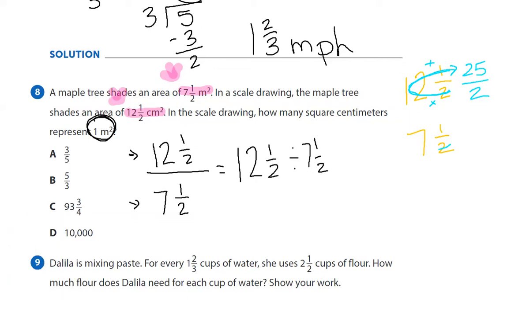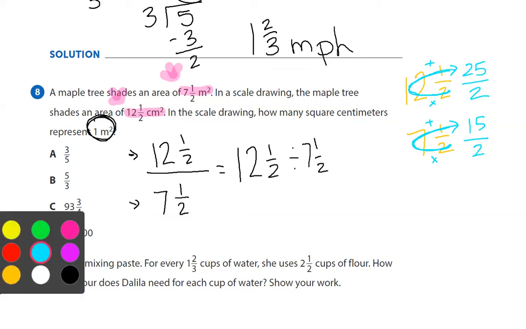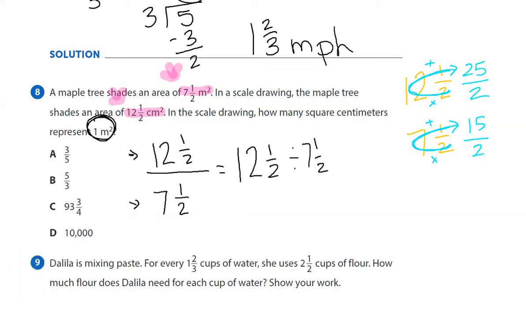It's times, it's plus. What's multiplication? It's addition. So 2 times 7 is 14, plus 1 is 15. Denominator stays the same.